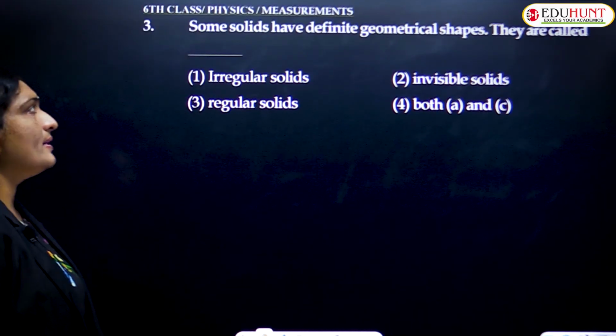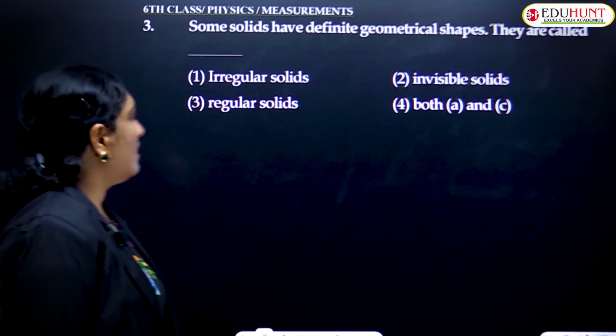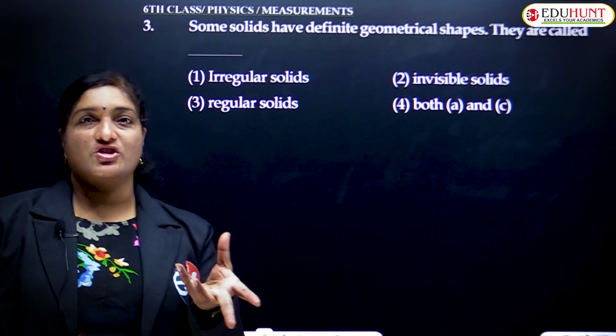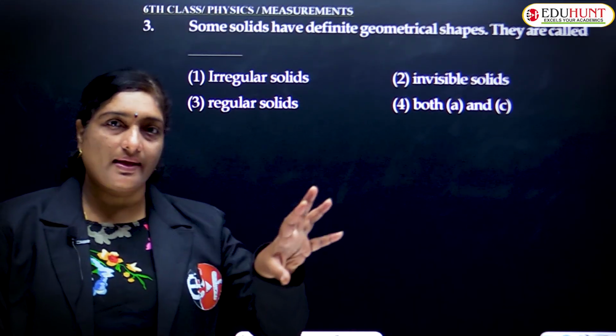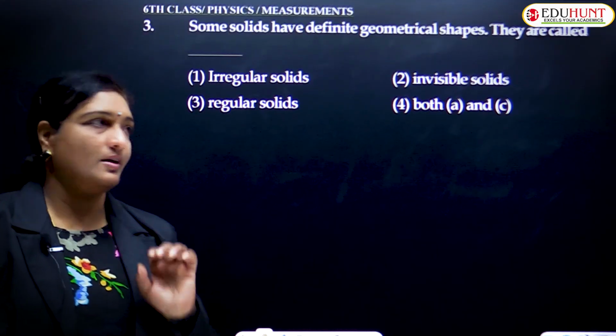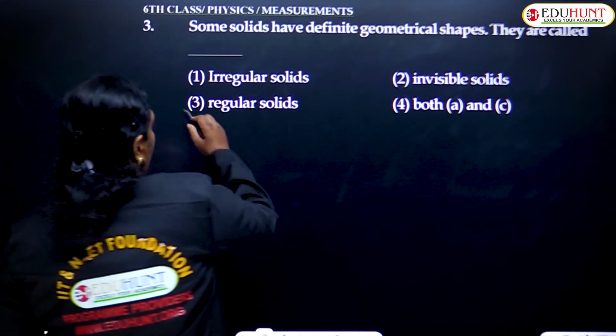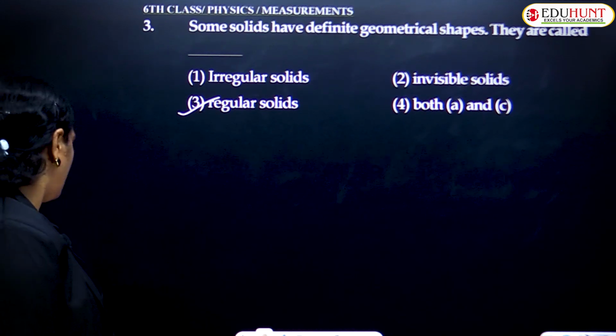Moving ahead, some solids have a definite geometrical shape. Of course, they are called regular shape. No particular shape is the irregular shape. If a particular shape is there, then they are called regular shape. Hence, solids having definite shapes are called regular solids.